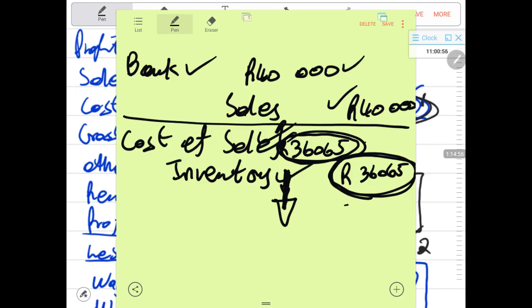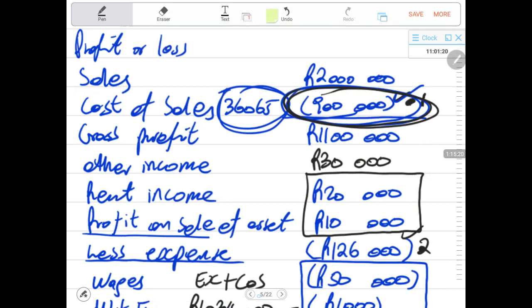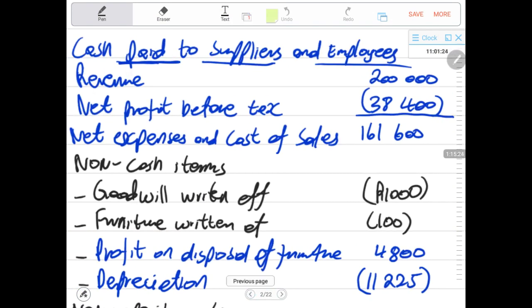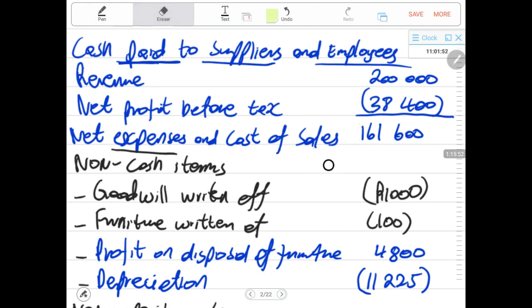And we have seen that a decrease in the inventory is a debit in the cost of sales, which is increasing cost of sales. Remember, cost of sales increases on the debit side. Now we see cost of sales increasing, yet that is not cash that is paid to suppliers or employees. So in other words, the amount of 36,065 is part and parcel. Now let me go to the information that we are dealing with. This amount of 161,600 includes 36,065. Why? Because this is net expenses and cost of sales, meaning the amount of the cost of sales when the inventory was sold is there. The 36,065 is included. But this amount of 36,065 is not a payment to a supplier or an employee.